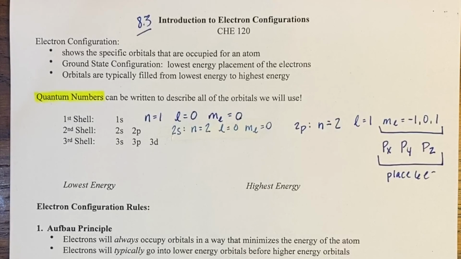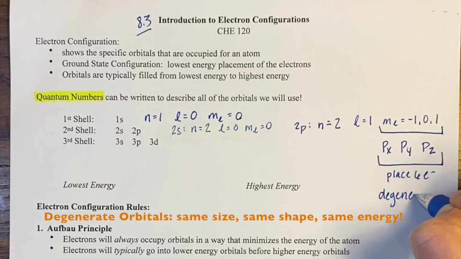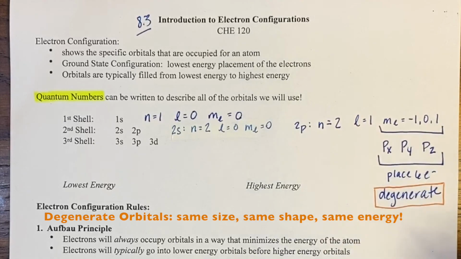Now, when I have orbitals like these 3 2p orbitals, orbitals that are the same size, the same shape, and the same energy, these orbitals are said to be degenerate. And this is an important term because, as I said, this applies to orbitals that are equal in size and shape and energy.